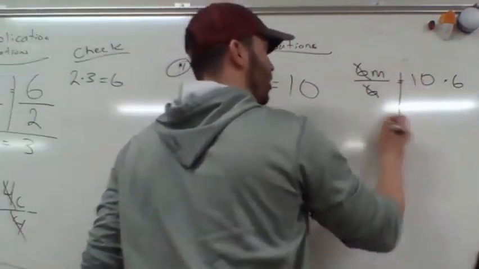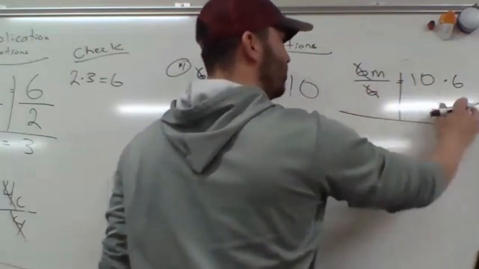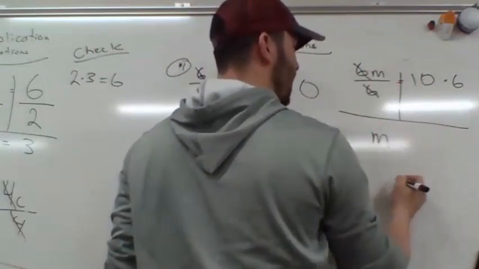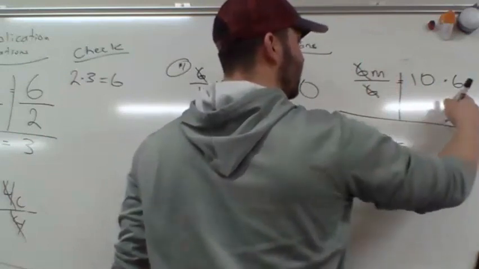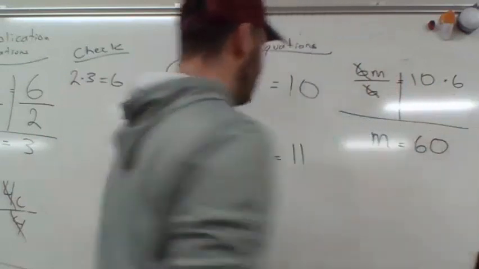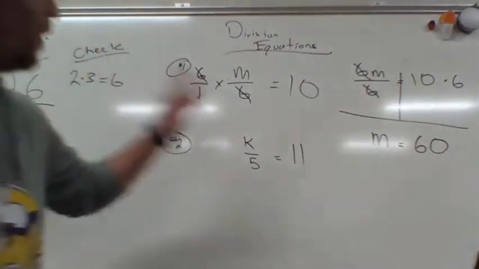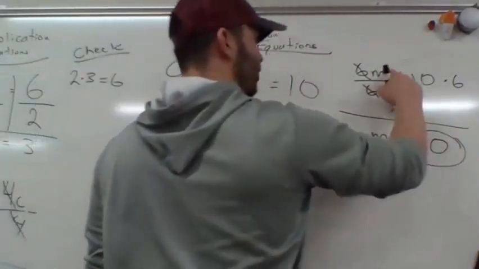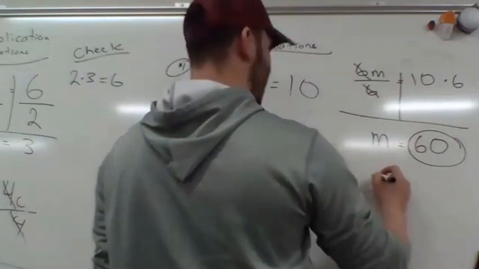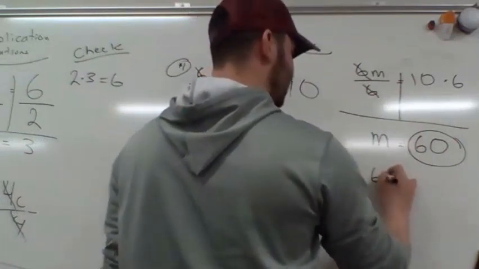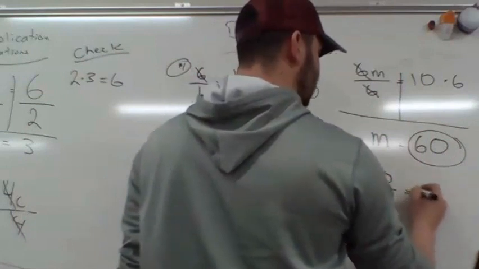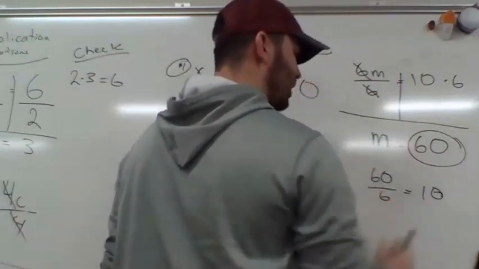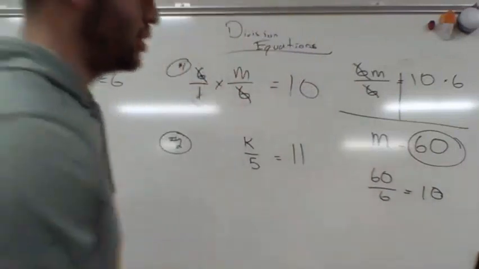Now moving down, we balanced it, we've done it on both sides. This m is now isolated by itself, and 10 times 6 is 60. Again, you're asking yourself, well, how does that make sense? How can we check this? Let's plug this 60 in for this m. So we have m over 6, which is 60 over 6 equals 10. 60 divided by 6 would give us 10. So that's where that works, okay?